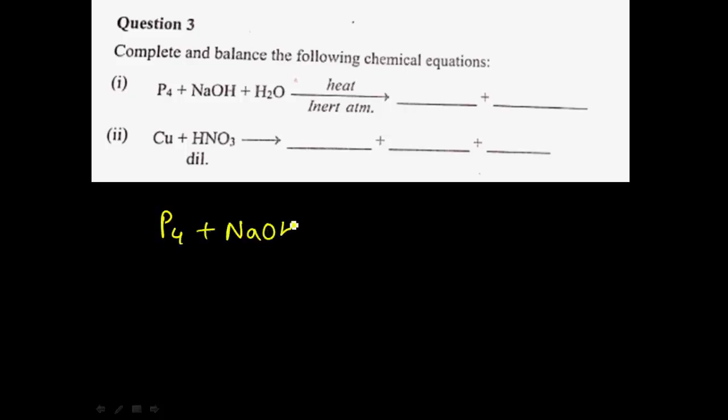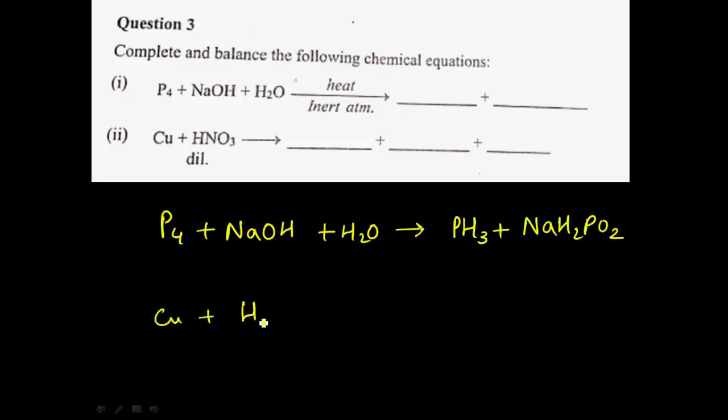P4 plus NaOH plus H2O. Okay, this will give you phosphine plus NaH2PO2. And this reaction, copper plus HNO3. Since this is dilute, this will not give you NO2, but this will give you NO plus H2O. Now the balancing is pretty easy. You can do it by yourself.